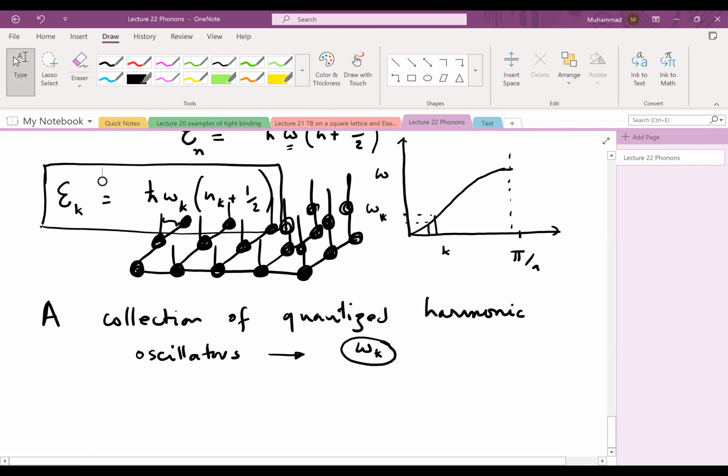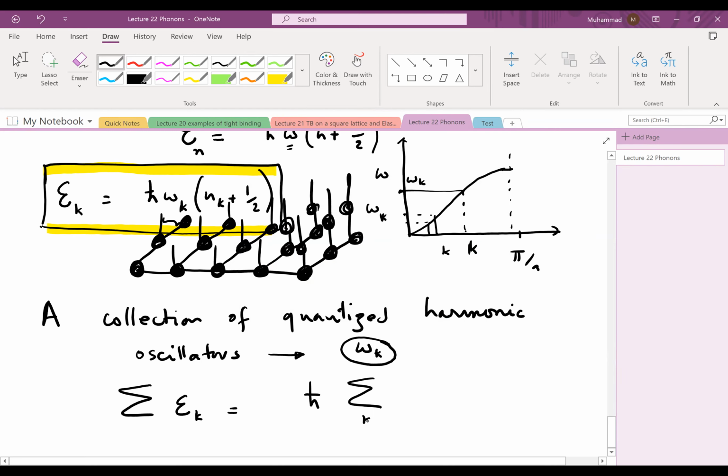So for frequency omega k, there is going to be some corresponding value of k. All right. And the energy for that mode is going to be given by Ek. So this is the energy per mode, per the kth mode. And if I were to find out the total energy of all the modes inside the solid, I'll just sum up over Ek. So I'll get h bar omega k (nk plus 1/2).